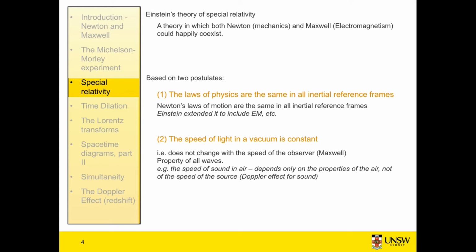And this is in fact a property of all electromagnetic waves, or all waves. For example, we know the speed of sound in air, we know its value, 340 meters per second. And that value depends only on the properties of the air. So for example, how dense the air is. But it doesn't depend on the speed of the source. So the speed of sound in air is also independent of the speed of the observer. So these two postulates seem very logical and they seem simple enough, and that they are. But they lead us to some very surprising results.